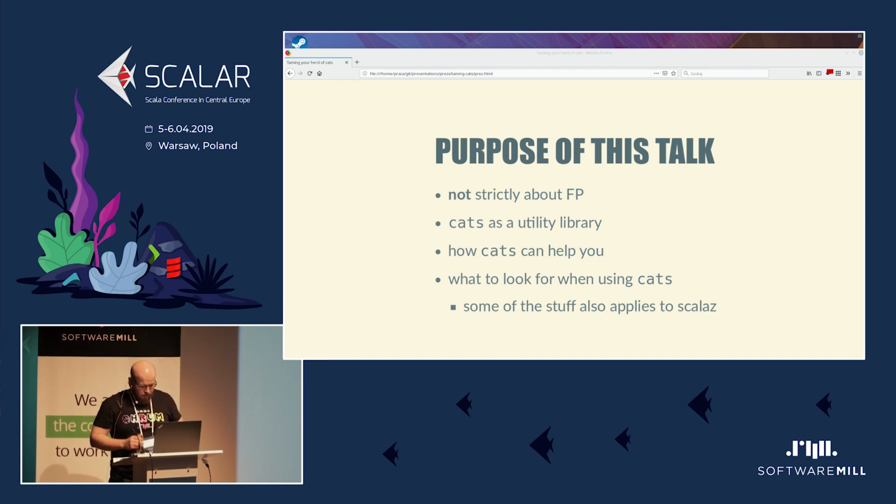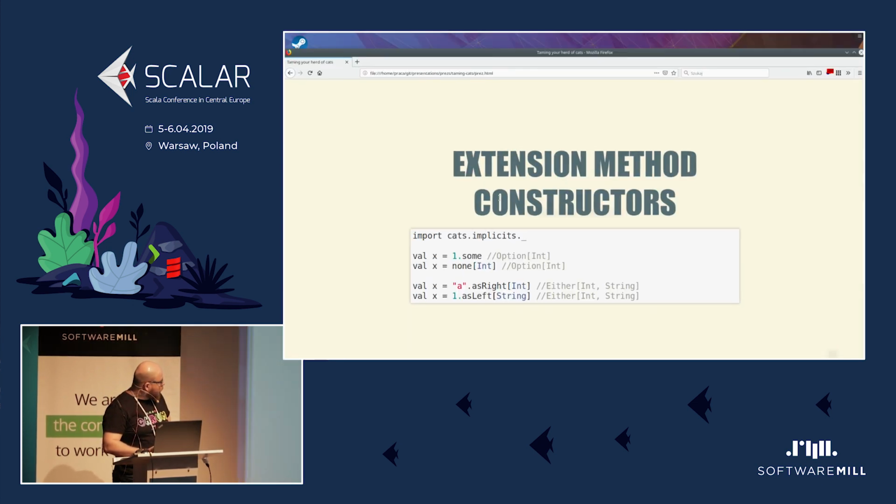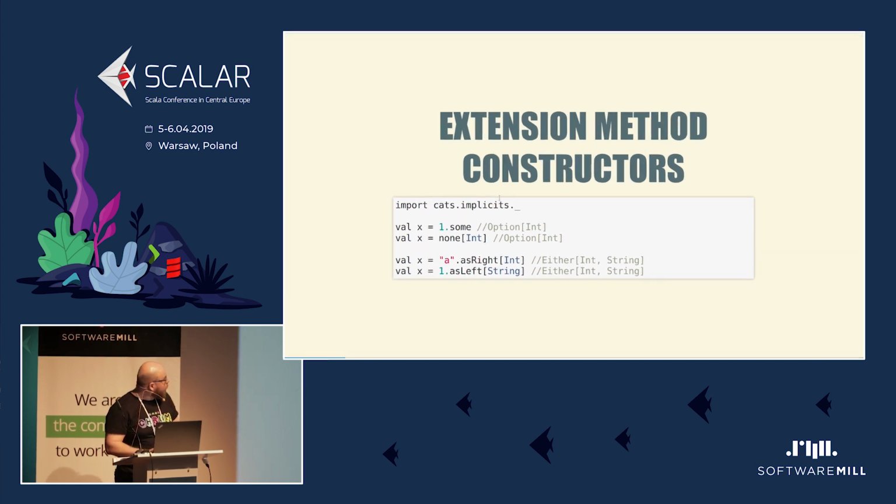Moving on. So the first feature I'm going to talk about is extension method constructors. And this is a very small, nice feature that's maybe somewhat unappreciated, but I think everyone should know about it. So first of all, you can see there's this magic import of cats.implicits, which you usually use if you want to do anything with cats, and I'm going to talk about it later.